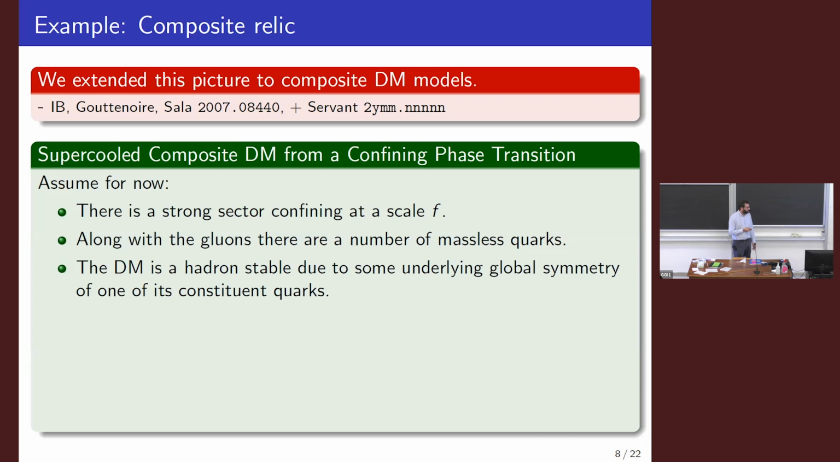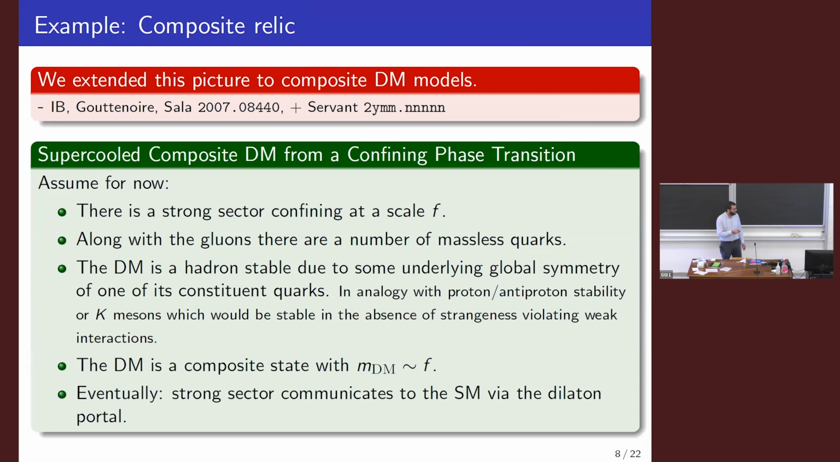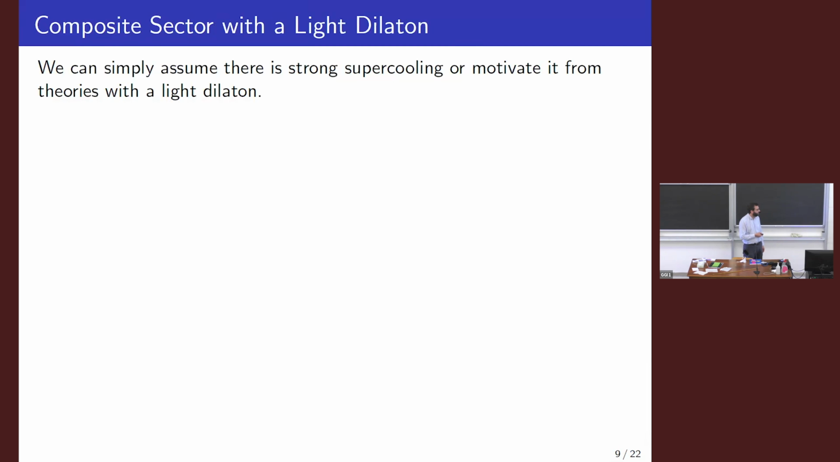The dark matter will be a hadron stable due to some underlying global symmetry of one of its constituent quarks, such as baryon number, or strangeness like K mesons if there weren't any strangeness-violating weak interactions. And the dark matter will be a composite state with mass of order F. And eventually the strong sector will communicate to the standard model via this dilaton portal. You can have different realizations, but that's what I'm going to be talking about later.